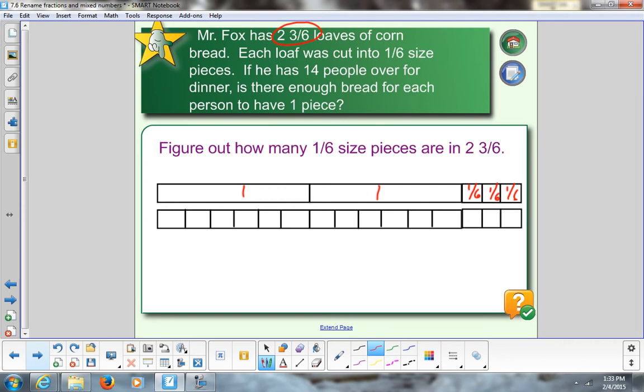If he has 2 3/6 loaves of cornbread, okay? So I did that right here. I did 2. Here's one loaf of cornbread. Here's another loaf of cornbread, and here's his 3/6. Does everybody see that? Okay. Now I need to cut this loaf, the whole loaf.